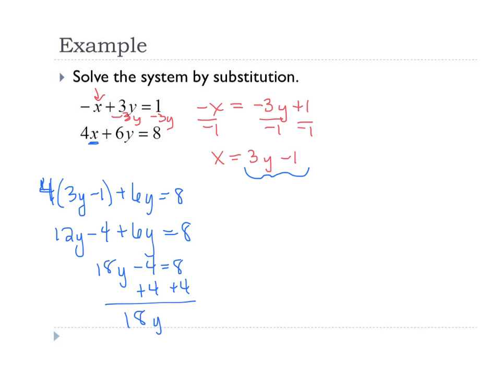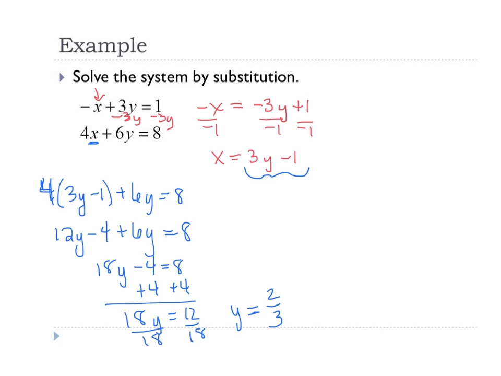Now here's a great example of why solving algebraically I think is sometimes better than solving graphically, because we have an ordered pair that does not have integer coordinates. And you're never going to get exactly 2/3 from a graph. And that really is why we need to have algebraic ways and not just graphical ways.